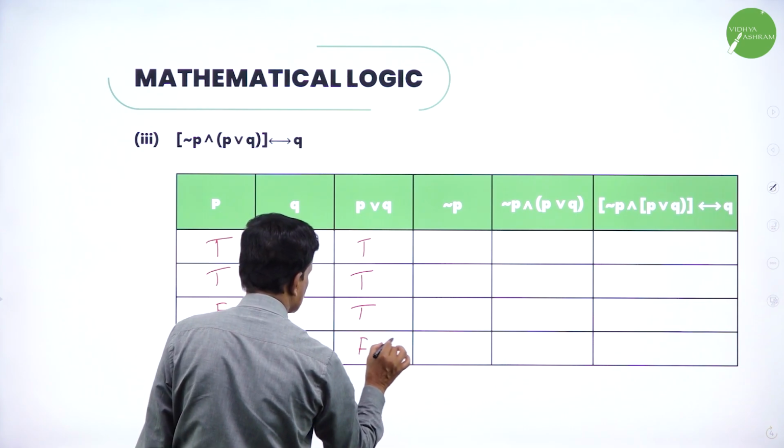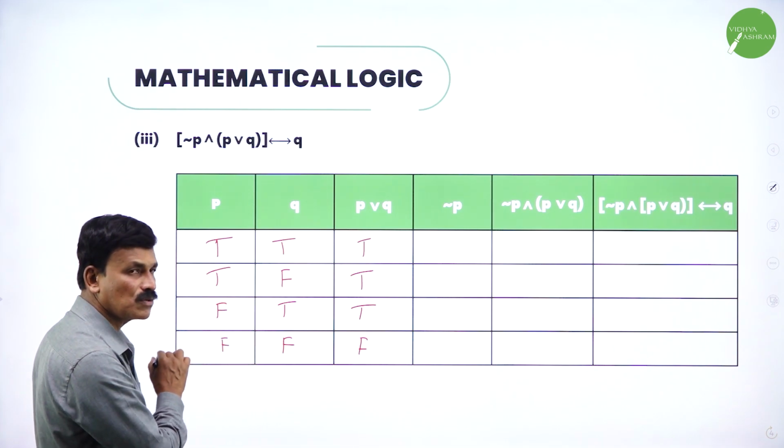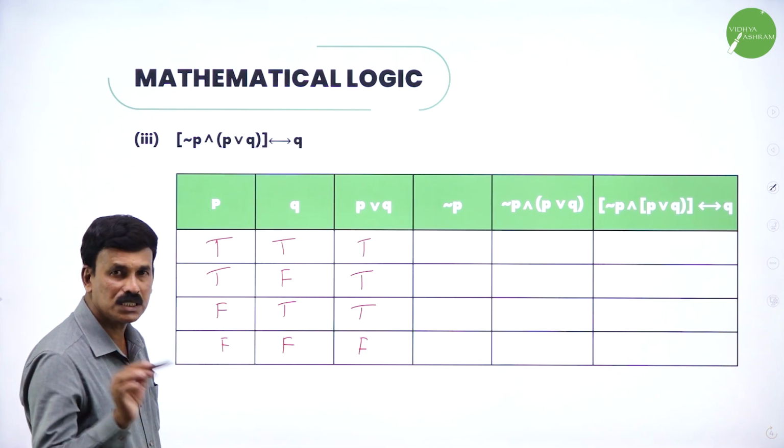False and false is false. So in case of disjunction, true and true is true. True and false is true. False and true is also true. False and false is false.